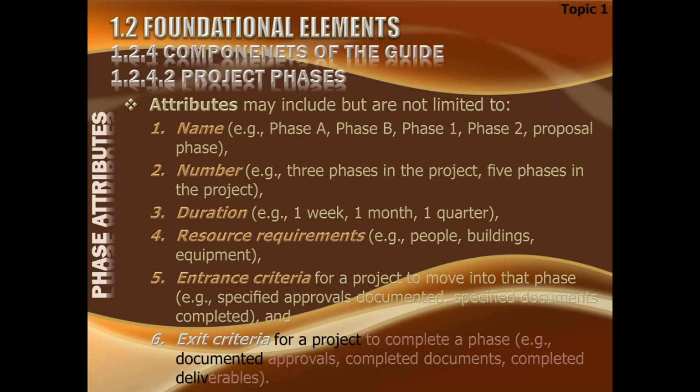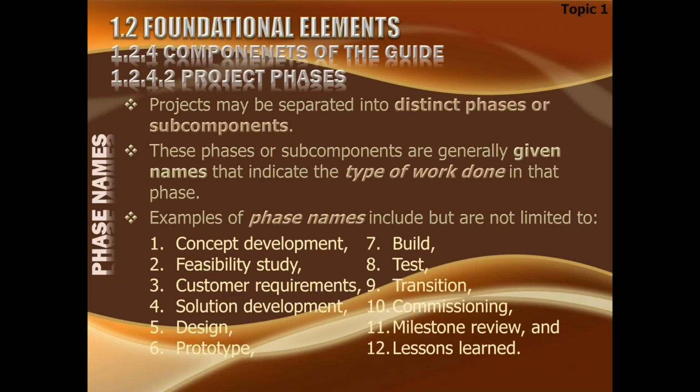Resource requirements, what kind of resources are required for this phase, this could be defined. Entrance requirement, how this phase will be initiated, and exit requirement, how this phase will be declared complete. So the entrance requirement for a project to move into that phase, for example, what are the specified approvals, documents completed to start this phase. And exit is the document approval required to conclude this phase, completed documents and all those deliverables which have to be delivered at the end of it. These are the various attributes of the project phase.